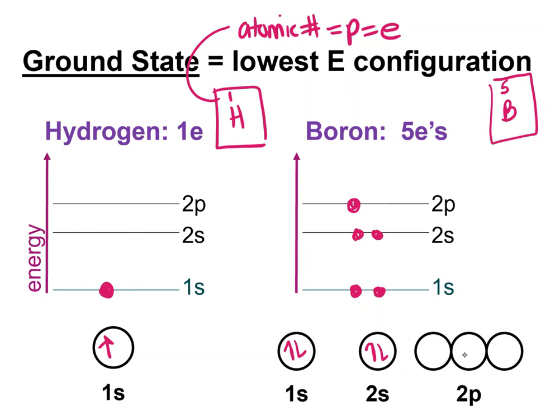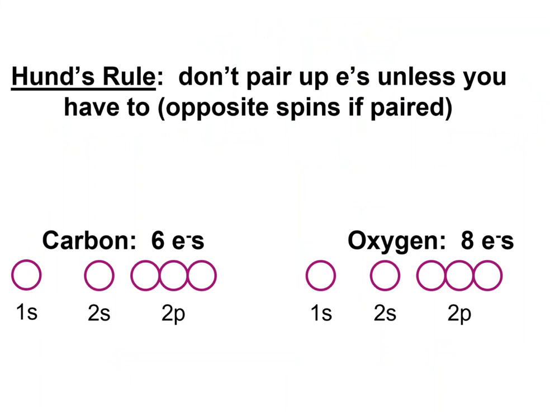It doesn't matter really where you show it, but we tend to just do up, up, up, down, down, down. And that brings me to another rule. You don't pair them up unless you have to. So when we start getting more, we're going to put one in each orbital, and then we'll go back and double up if we have to. And that actually is this next rule, Hund's rule, that you don't pair up the electrons unless you have to. If they can each have their own orbital, that's better.